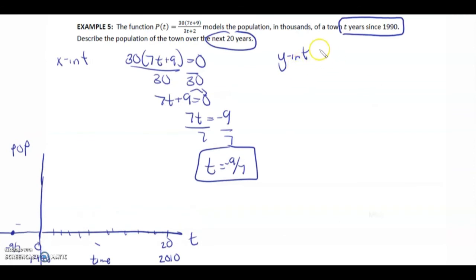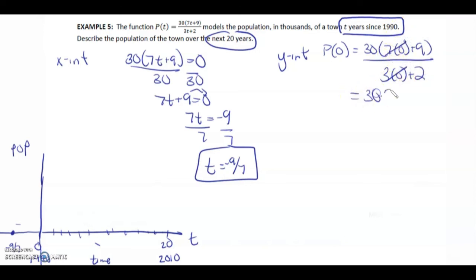Okay, so that's fine. So let's do the y-intercept now. So let's sub in 0 for t. So population at 0 equals 30 times (7 times 0 plus 9) over (3 times 0 plus 2). So that goes away, that goes away. We have 30 times 9 over 2. I get 135. Okay, so our population, our y-intercept is 135.